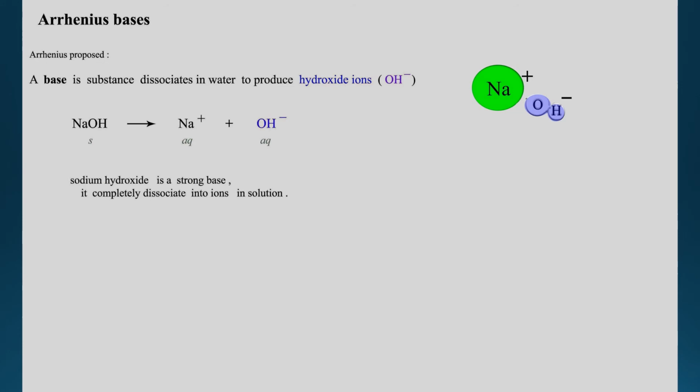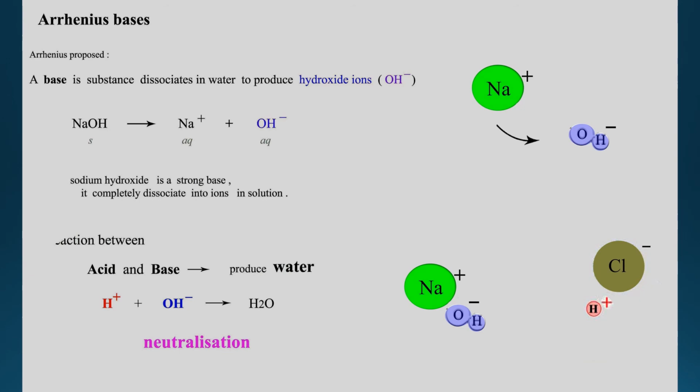Arrhenius further proposed, what is a base? He said a base is a substance that dissociates in water to produce hydroxide ion, or OH minus. As follows. NaOH, when you put it in water, will separate, we call it dissociate or ionize. So now they become ions.